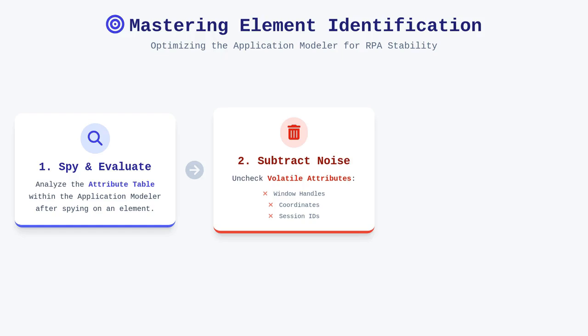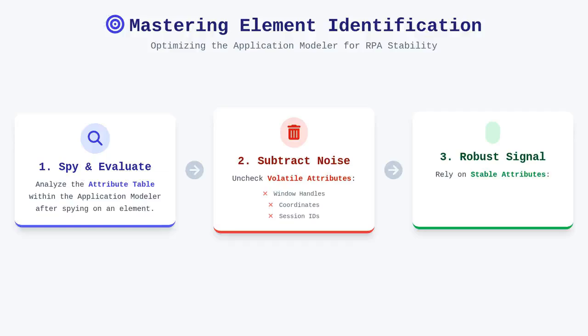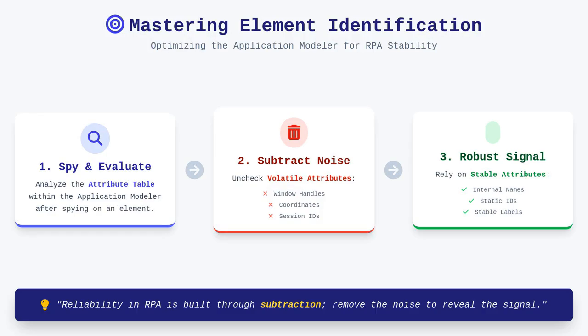If an attribute changes every time you restart the application, it creates a point of failure that will almost certainly lead to a runtime exception once the process moves to a production environment. By simply unchecking these volatile entries, you force the spy engine to rely on more robust attributes, such as internal names, IDs, or stable labels that do not fluctuate during the session. Reliability in RPA is built through subtraction. By removing the noise, you reveal the signal that allows the robot to find the target element consistently.